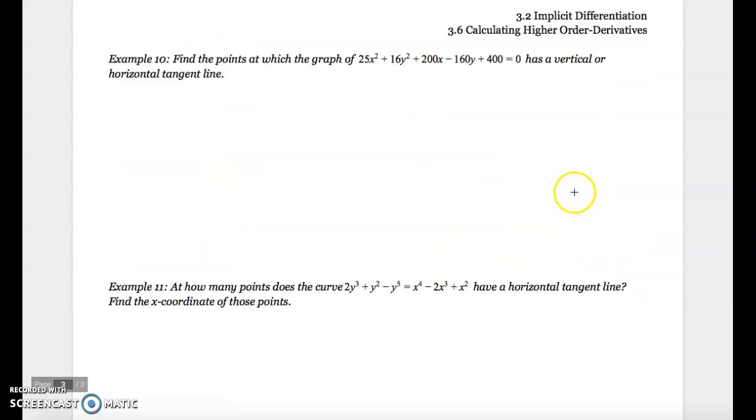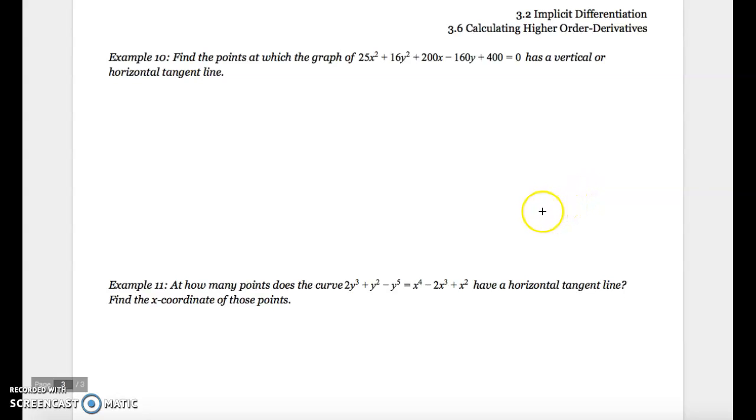All right. So now let's look at some implicit differentiation problems that, again, you know how to do, but you panic. So find the points at which the graph of that stuff has a vertical or horizontal tangent line. A couple of different things should jump out to you. Tangent line, right? We would usually like to write the equation of the tangent line, but it doesn't say that. It doesn't say find the equation of the line tangent to the graph, but it does ask us where we have a vertical or horizontal tangent line.